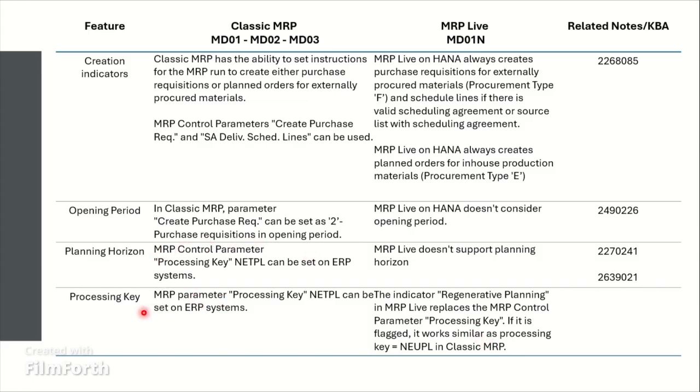And the next one is, we covered the processing key. And here we are talking about the processing key NETPL, which is basically the planning run at the planning horizon level. So this option NETPL is not available in the MRP Live, but it actually works similar to the NEUPL when we compare it with the classic MRP. So the indicator regenerative planning in the MRP Live actually replaces this particular processing key.